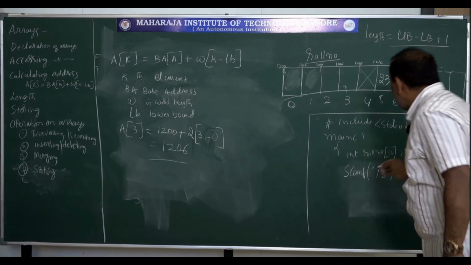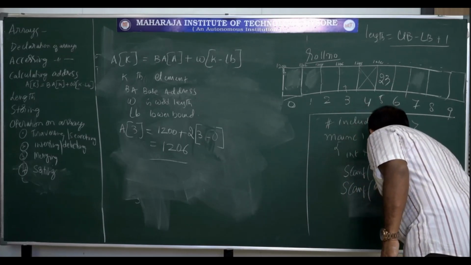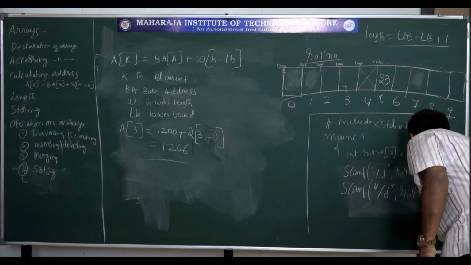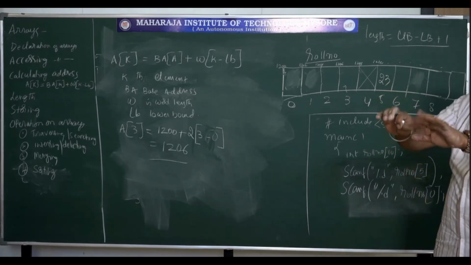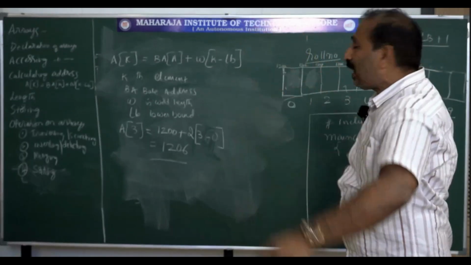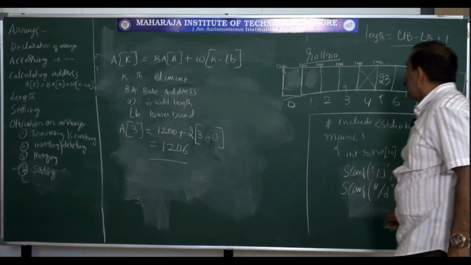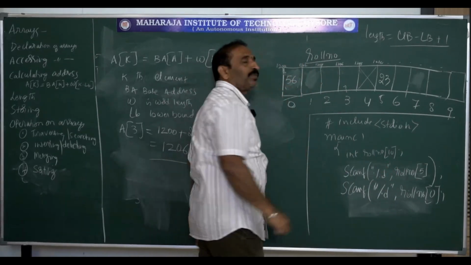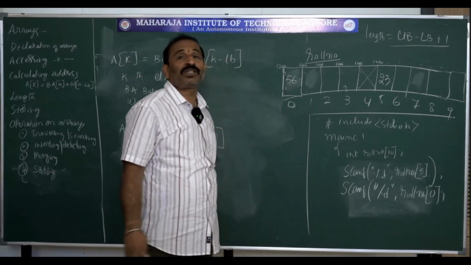Right? Similarly, I can now do this: scanf %d roll number 0. It means you are expecting somebody to type through the keyboard and that value to be stored at index value 0 in the roll number. Assume that he has typed 56. The 56 will come here. So this is how you will be storing the values inside this.